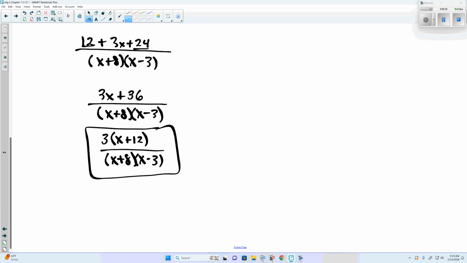Even though nothing simplifies, there's not a reason to multiply the 3 back through the numerator, and there's not a reason for us to multiply the x plus 8 and x minus 3. We would leave it in this form. We're not going to multiply anything back out. Questions on this here? Any other questions on the homework before we finish up today's lesson? Okay.